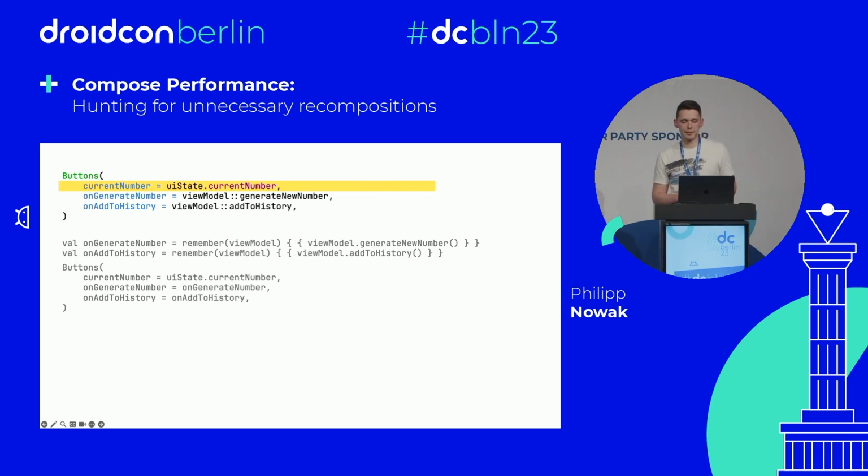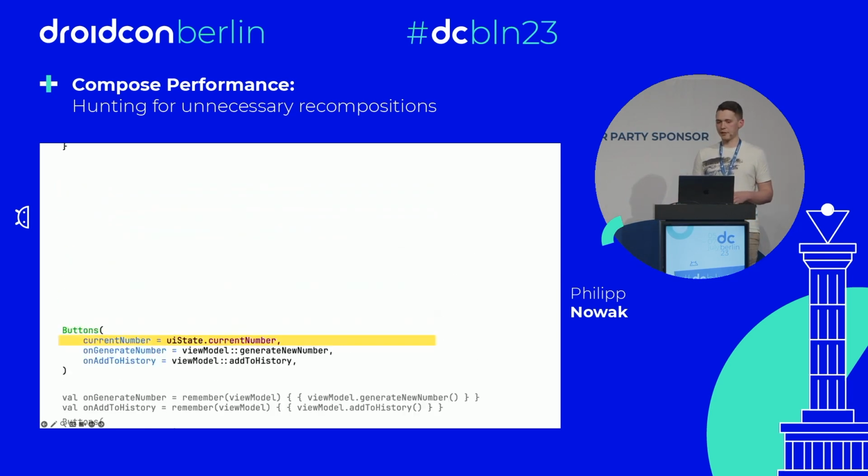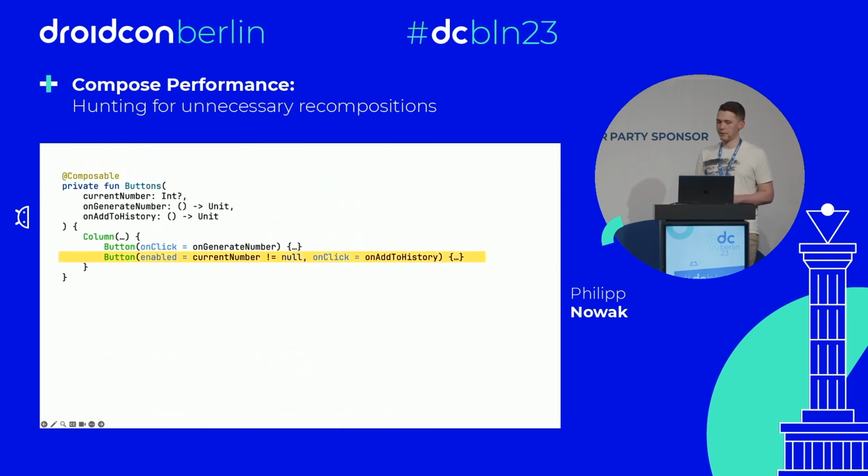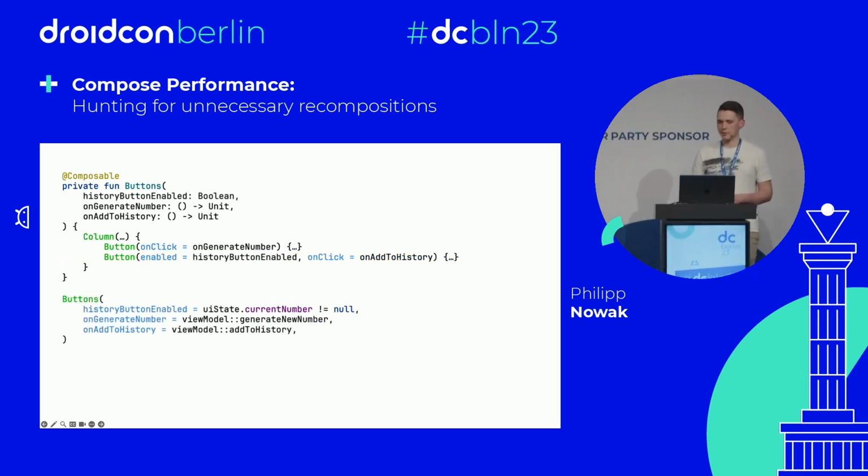As you can see here, we are passing our current number as a parameter. This is necessary to disable the history button as long as no random number is generated initially. The problem is that the state read will trigger a recomposition of our button's composable every time current number changes. But we only want to know if the history button is enabled or not and don't care for the actual number, right? So let's change our parameter type into being a Boolean parameter, change the caller side as well, and finally have a look into the layout inspector data.